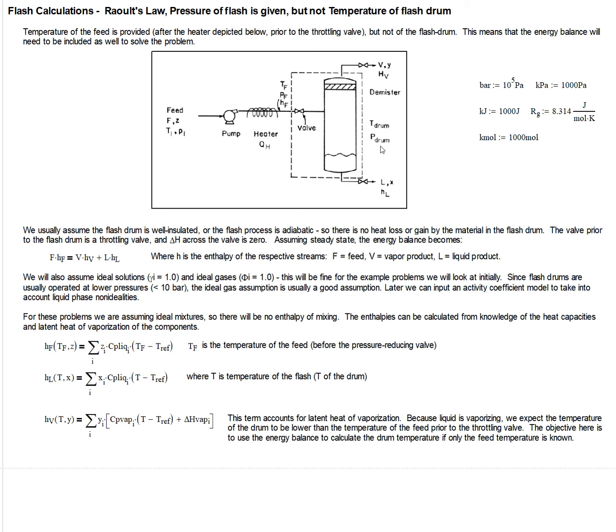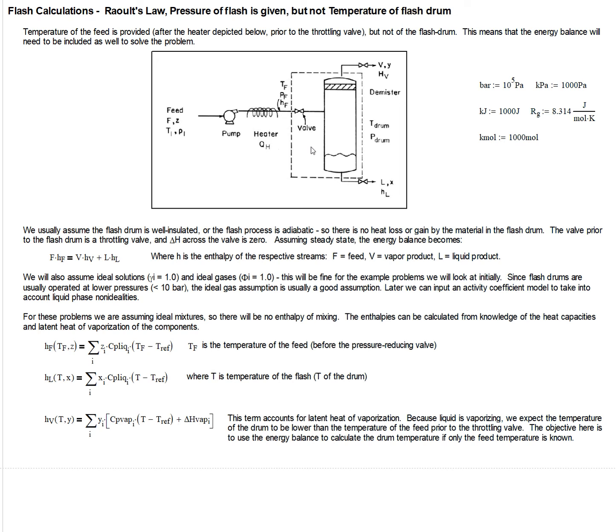We are given the pressure. All right, so we are given the pressure, but we will need to find the temperature of the drum. So we usually assume that the flash drum is well insulated, or we also say it's adiabatic, so we can neglect any heat loss from the drum itself. The valve that I mentioned here that is prior to the flash drum is a throttling valve, and so the delta H across this valve is 0.